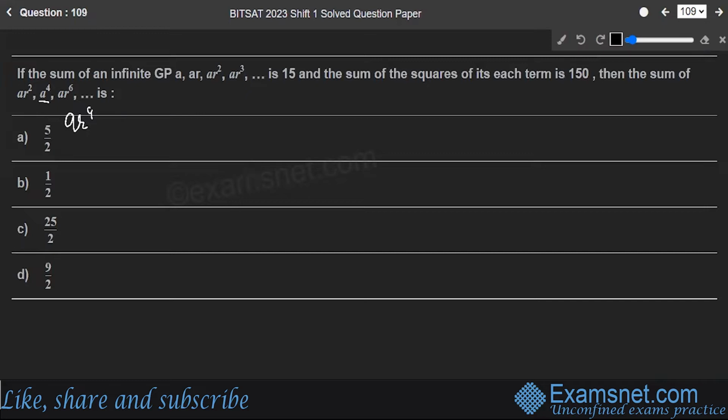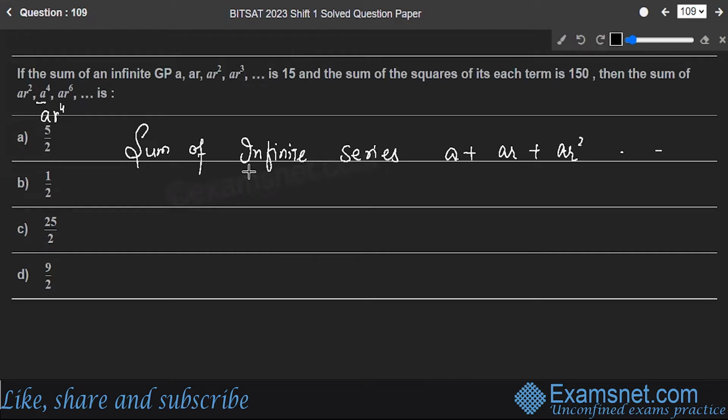Okay. So first of all, you are given the sum of the infinite series a plus AR plus AR square, and so on, is equal to 15. This is given by first term upon 1 minus the common ratio. This is equal to 15.